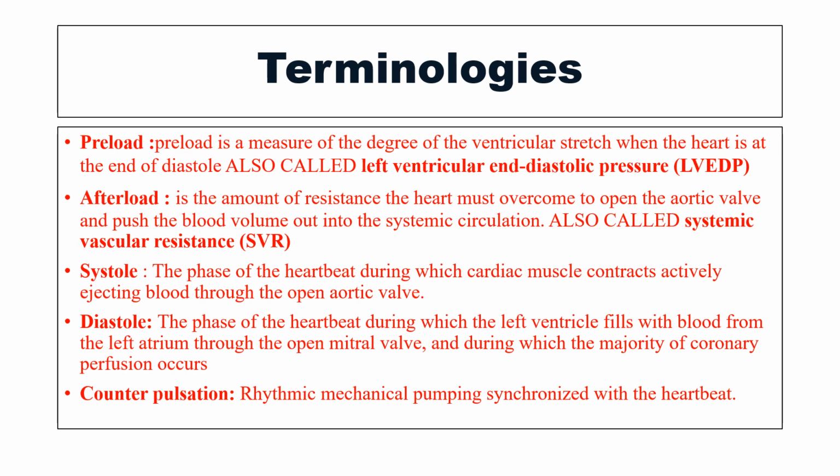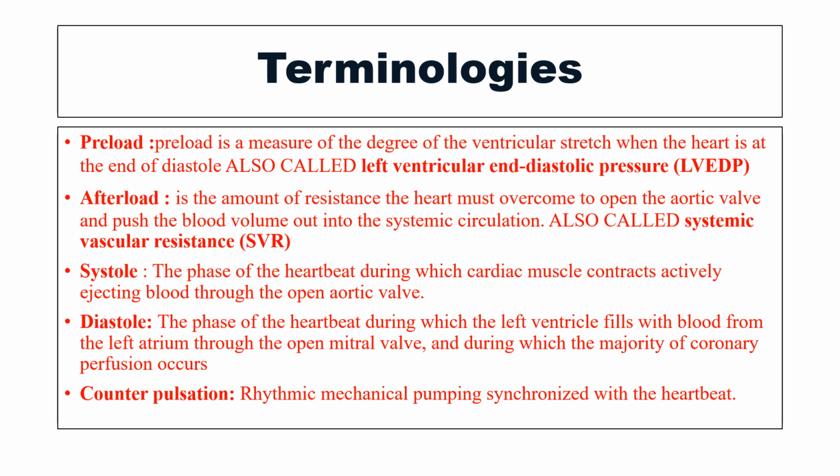A few terminologies in relation to IABP include, first, preload. Preload is a measure of the degree of ventricular stretch when the heart is at the end of diastole. It is also called left ventricular end diastolic pressure or LVEDP. Afterload is the amount of resistance the heart must overcome to open the aortic valve and push the blood volume out into the systemic circulation. It is also called systemic vascular resistance or SVR.